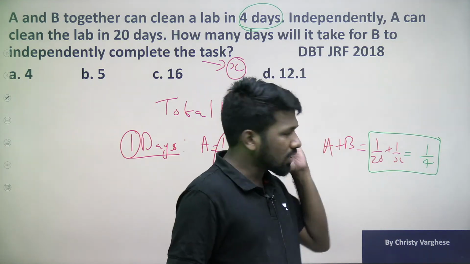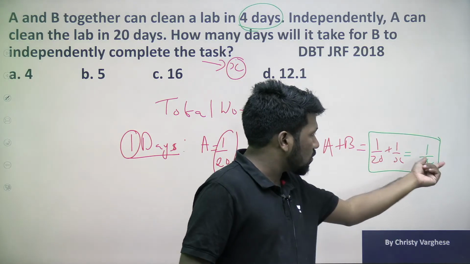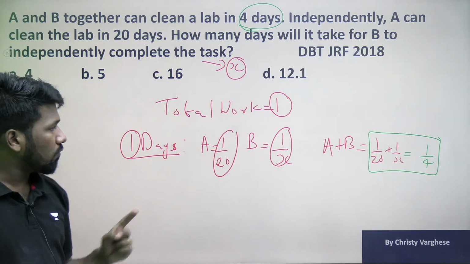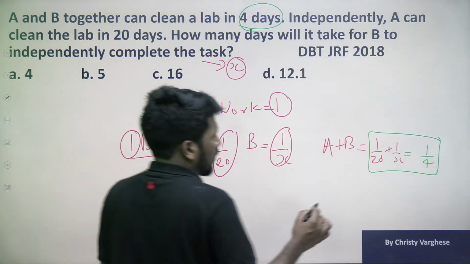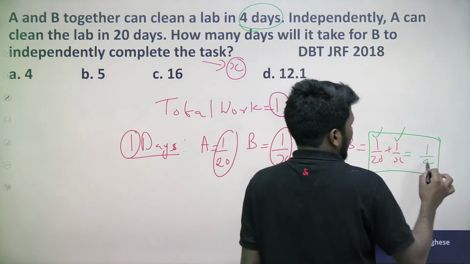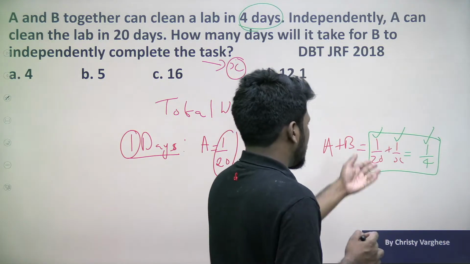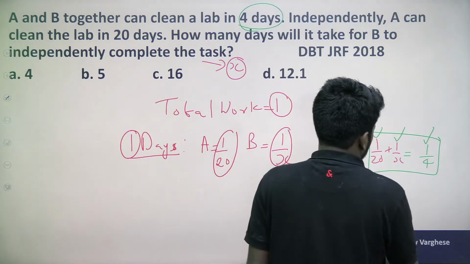1/X will be the 1 day work. So that sum will be equal to 1/4, because the question says that if they work together, they can complete it in 4 days. So 1 day work of A and 1 day work of B added will be the total work of A and B together in 1 day. So you simplify this to get the answer.